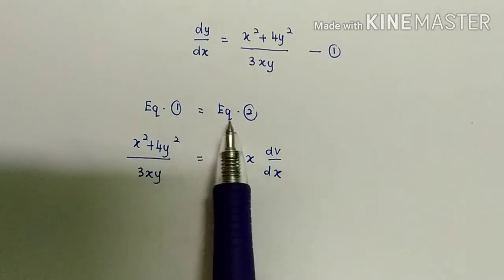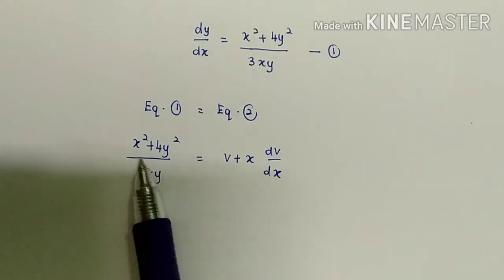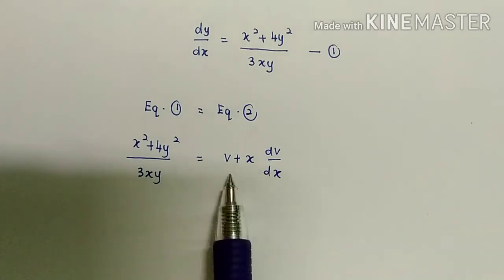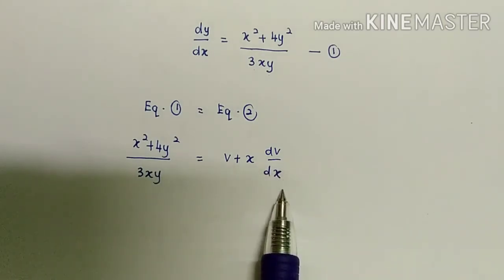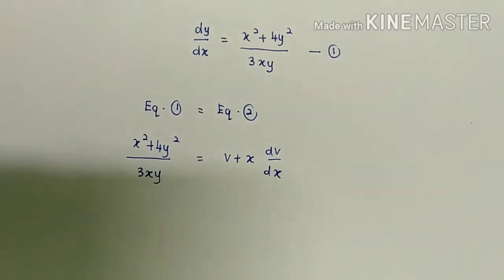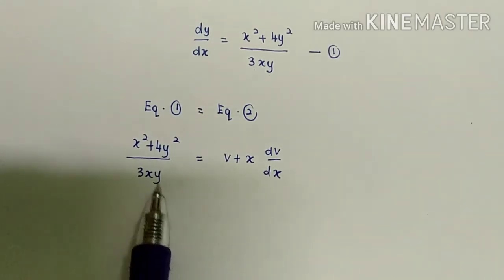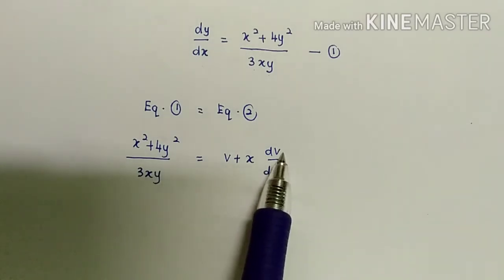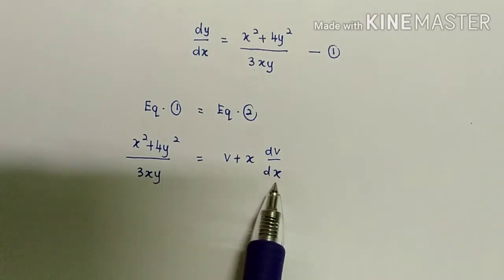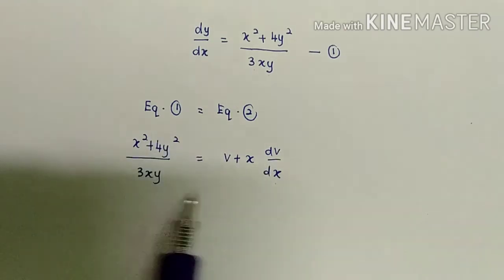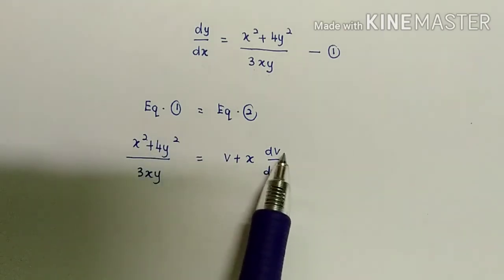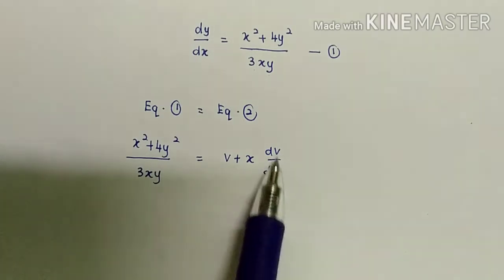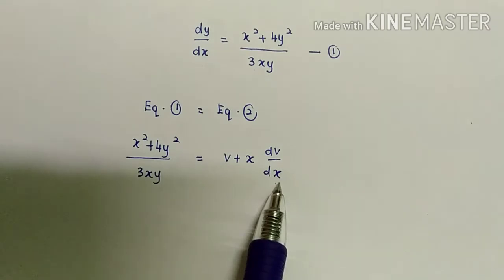So equation 1 equals equation 2, and we get x squared plus 4y squared over 3xy equals v plus x dv/dx. If we look at this equation, we have dv/dx. That means in our equation we must have only the variables v and x, because we have dv/dx here.